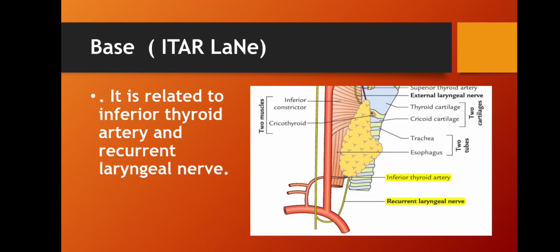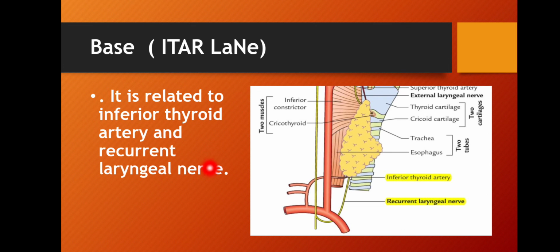Next, base. See here, I highlighted the two regions. The first one is the inferior thyroid artery. See here, this is the inferior thyroid artery, and the yellow colored one is the recurrent laryngeal nerve. These are the two structures related to the base of the thyroid gland. How to remember? ITA RLANE. ITA means inferior thyroid artery. RLANE: R means recurrent, LA laryngeal, NE nerve.